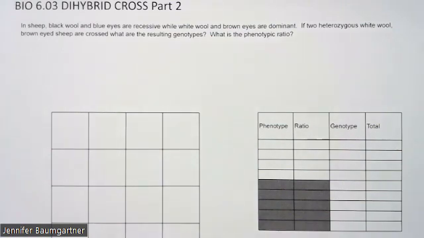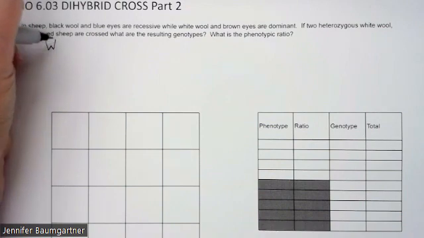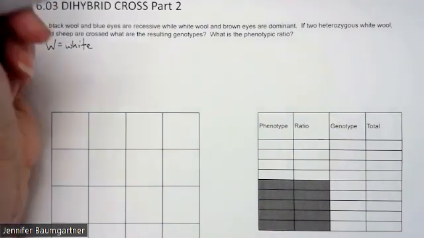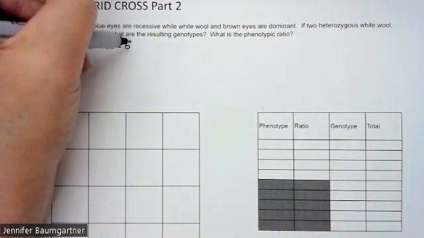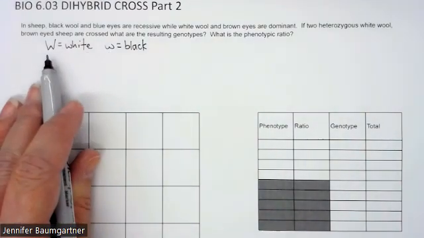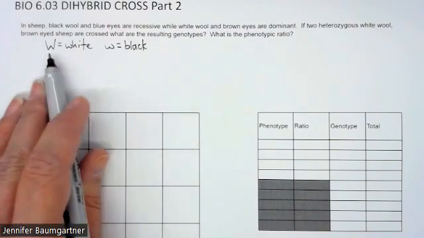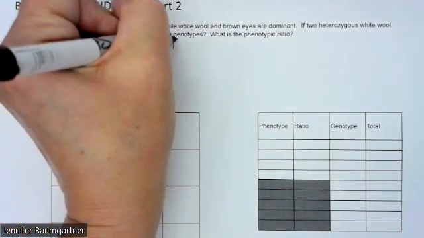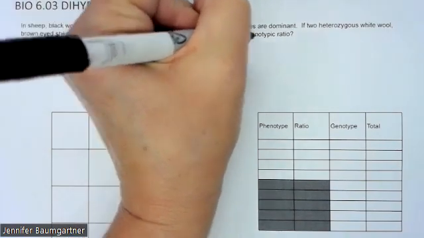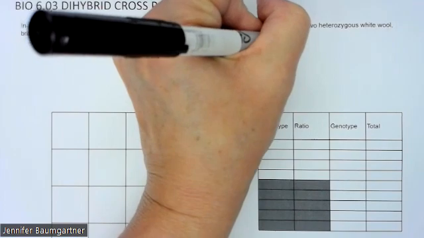So in any genetics problem, you have to determine what your genotypes are and what letters we're going to use. So let's say for wool, white wool, we're going to make capital W white. And we'll make lowercase w black. And I'm going to make my lowercase kind of round and my uppercase pointy because sometimes it can be difficult to tell these apart. And let's do capital B for brown eyes. And let's do lowercase b for blue eyes.